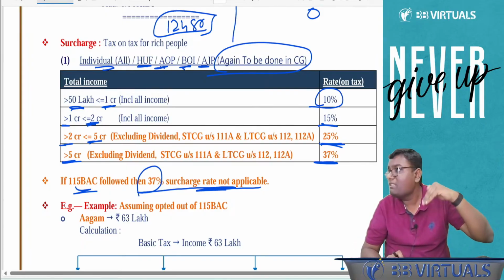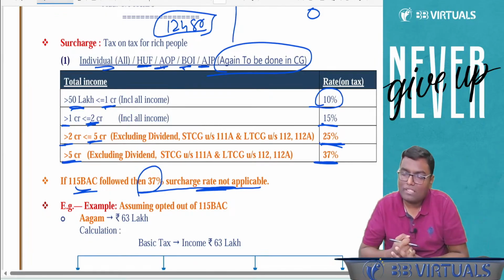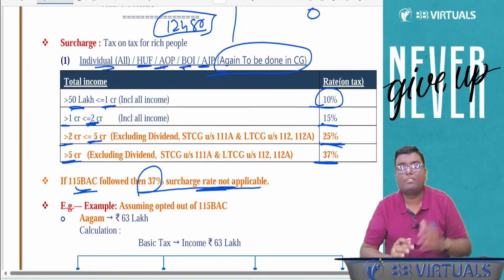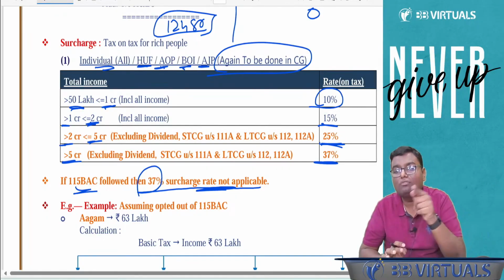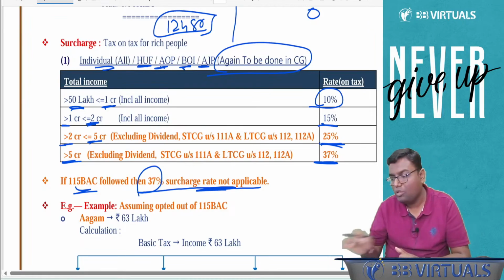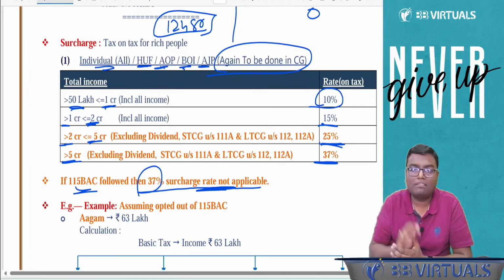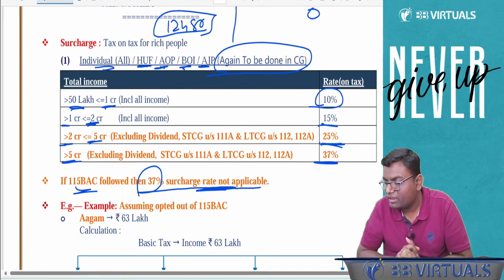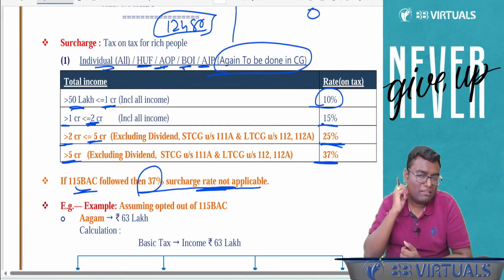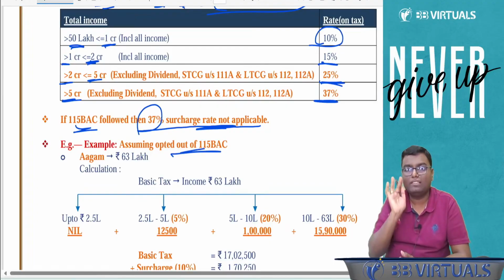Means even though your income is more than 5 crore, the rate of surcharge will still be 25% if you follow what? 115 BAC. For the old regime, even 37% is applicable. For 115 BAC, maximum surcharge will be 25%. Okay. See, I have written one example over here. Assuming the person has opted out of 115 BAC, old regime.